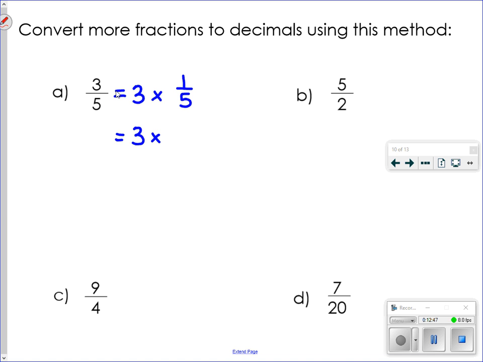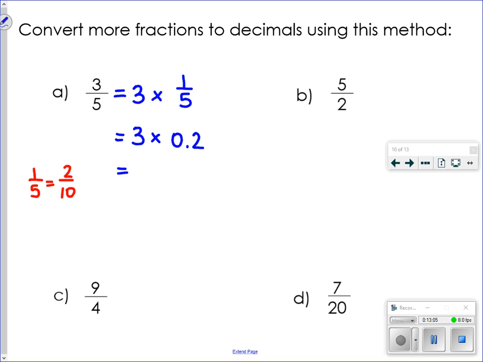Well, fifths are not decimal places, but tenths are. So how many tenths would that be? Multiply by 2 in the denominator, multiply by 2 in the numerator. 2/10. 2/10 is written as a decimal, 0.2.